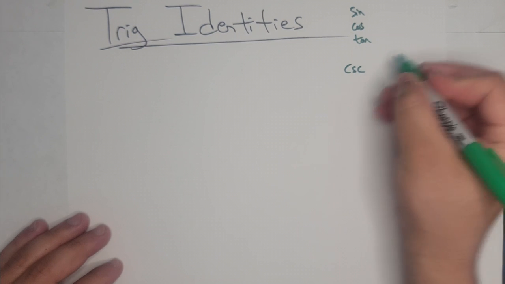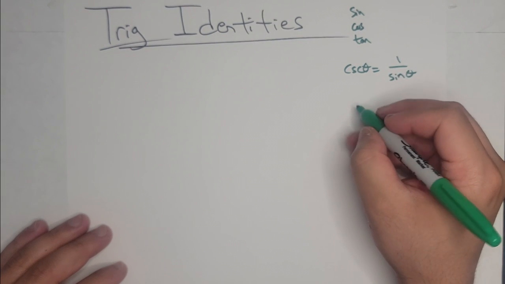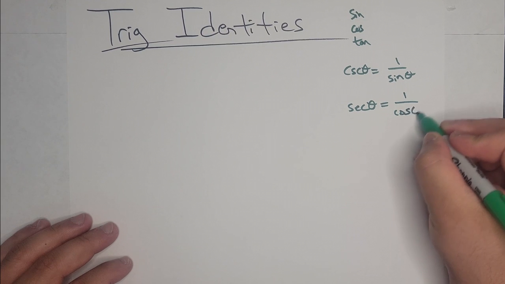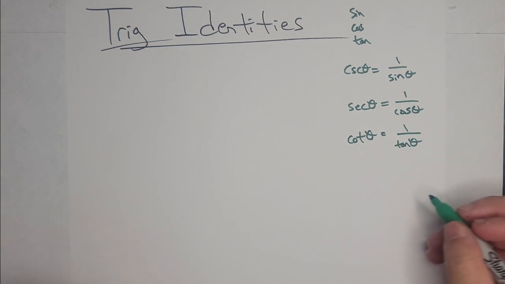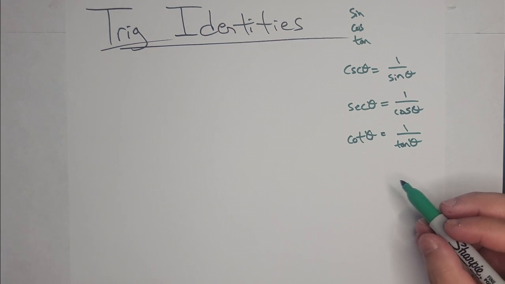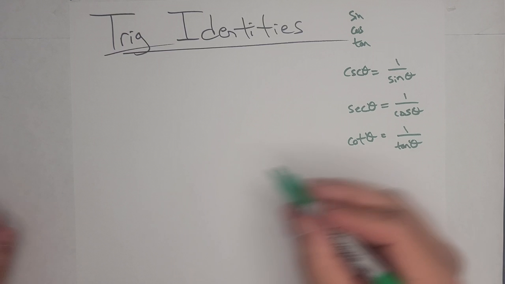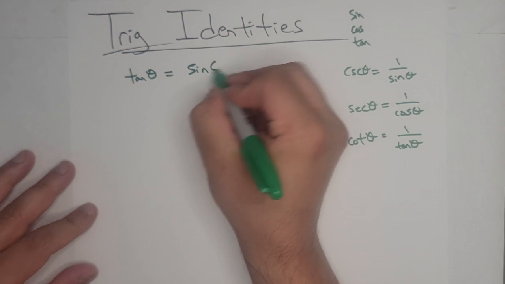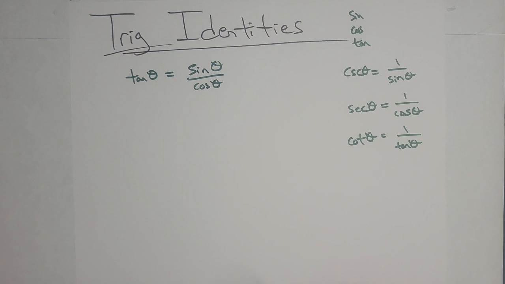Our csc theta is 1 over sine theta. Our sec theta is 1 over cos theta. Our cot theta is 1 over tan theta. These are the ones we already knew from our previous videos thus far. So one of the identities that we're going to look at is this one. And this is just a true fact in terms of what it is.